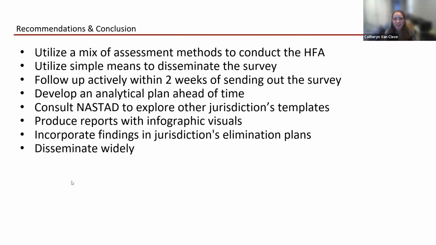Have your analytical plan ahead of time, and then consult NASTAD, especially this toolkit that Danica just presented on. It's going to be so useful to have other jurisdictions' templates that you can learn from. We always recommend using infographics whenever possible to draw people's eye in when you are disseminating your findings. And then use the information that you gain, put it in your elimination plans, look into what the providers are telling you, and disseminate your information as widely as you can.